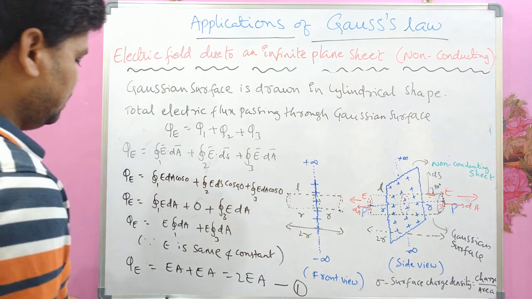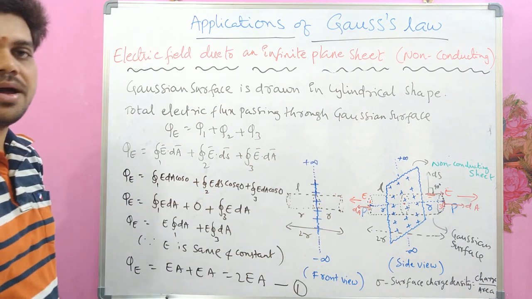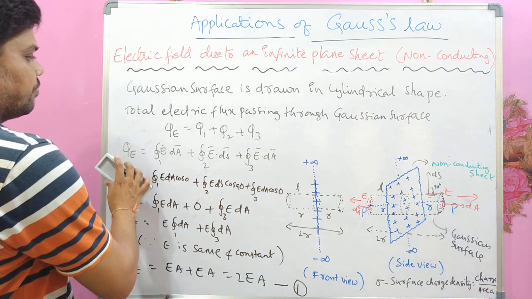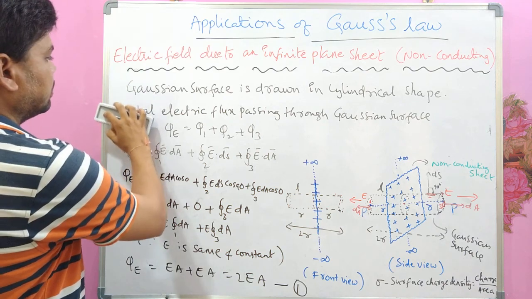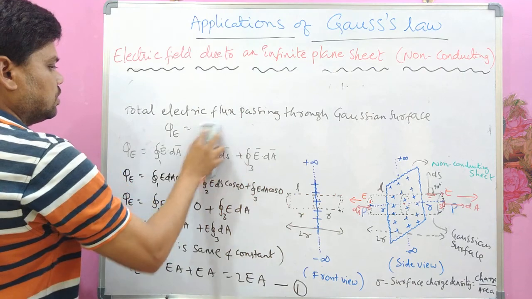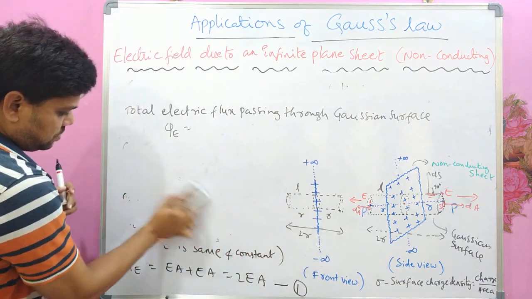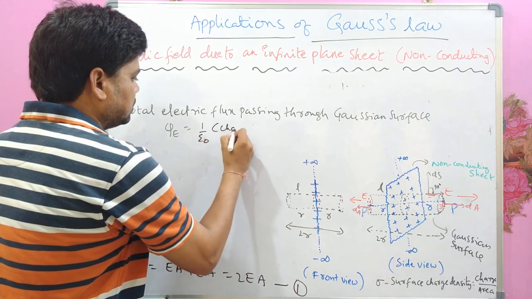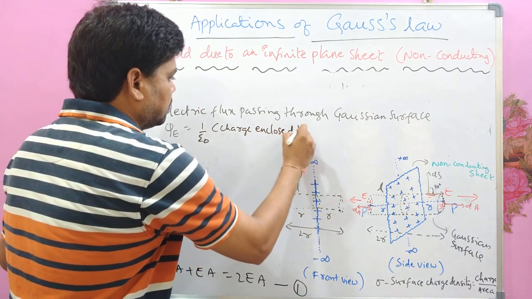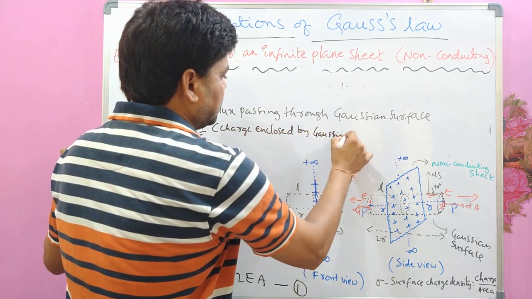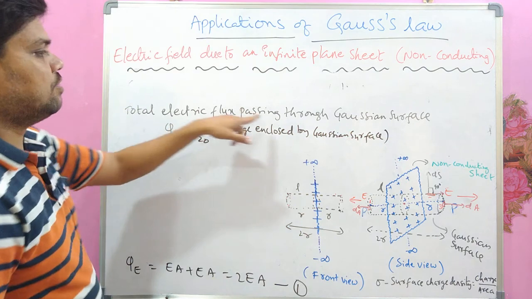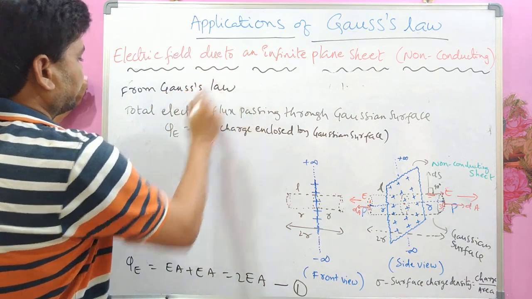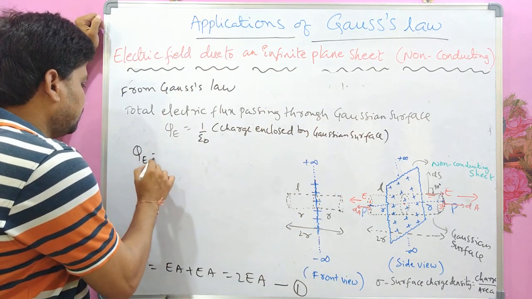Now we will find the electric flux passing through the Gaussian surface from Gauss law. So phi E will be 1 by epsilon naught times the charge enclosed by the Gaussian surface. That is what Gauss law says: the total electric flux passing through the Gaussian surface is this. So phi E is equal to 1 by epsilon naught times the charge enclosed.